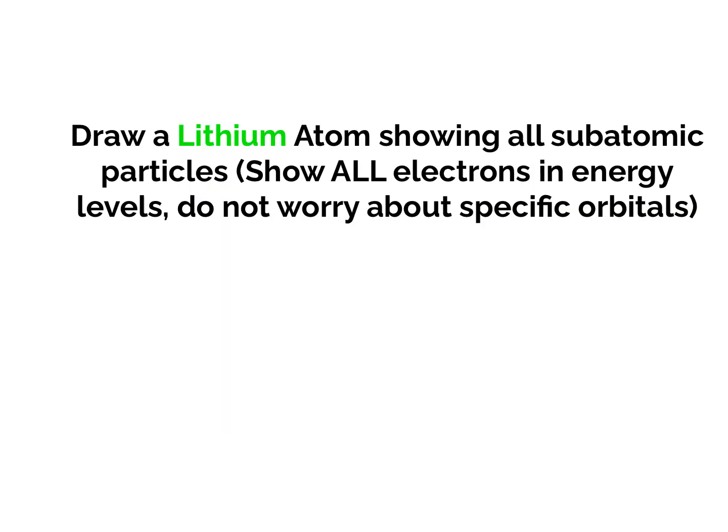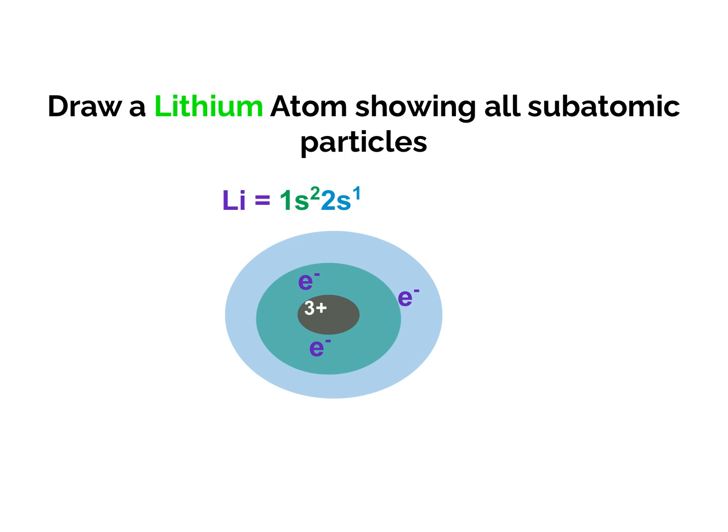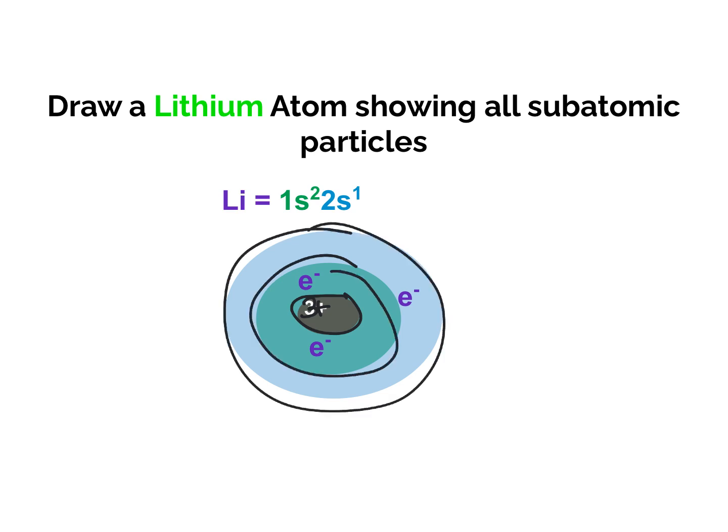So take a second, pause the video, and draw a lithium atom showing all of its subatomic particles. Alright, so here is our lithium atom with all our subatomic particles. So we have our nucleus here with our 3 protons, our 3 positives, because it's number 3 on the periodic table. And we have our 2 energy levels with our 1, 2, 3 electrons. And here is our configuration.